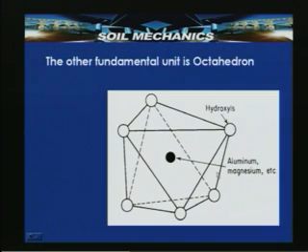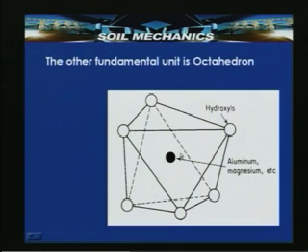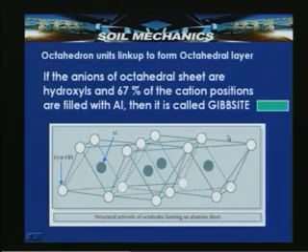Another fundamental unit, which forms by using aluminum or magnesium and hydroxides, is the octahedron. In this slide, aluminum or magnesium is shown at the center, surrounded by hydroxides or oxygens. Several octahedron units link up to form an octahedral layer.